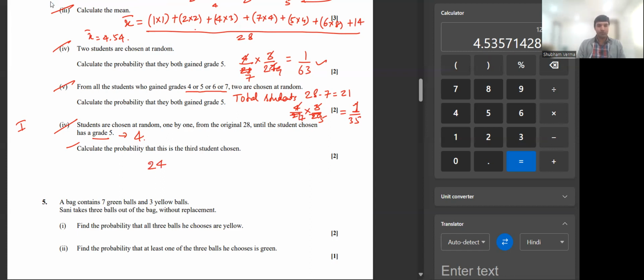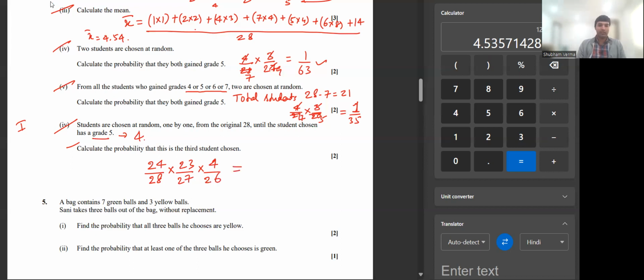So the first student who did not get grade 5 is 24 divided by 28 multiplied by. The second student did not get grade 5 is 23 by 27 multiplied by the third student get grade 5. So 4 divided by 26. Okay. So this is our answer.